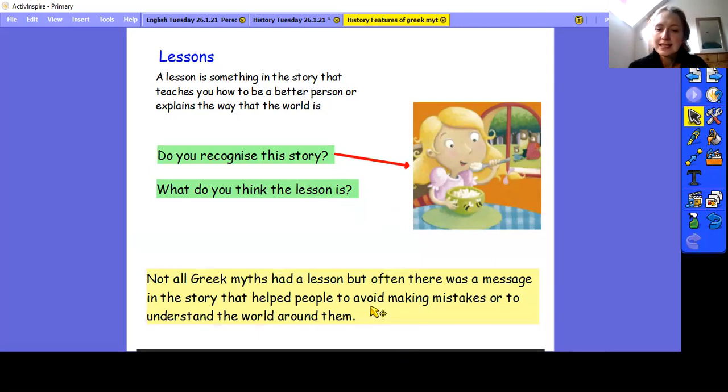So not all Greek myths had a lesson, but often there was a bit of a message or an underlying story that helped people stop them from making the same mistakes that some of the heroes made in the myths, or help them to realise what was important and what things they should be doing.